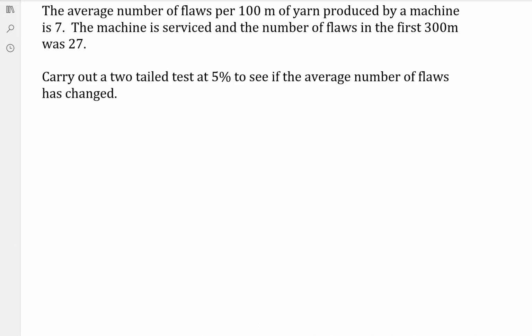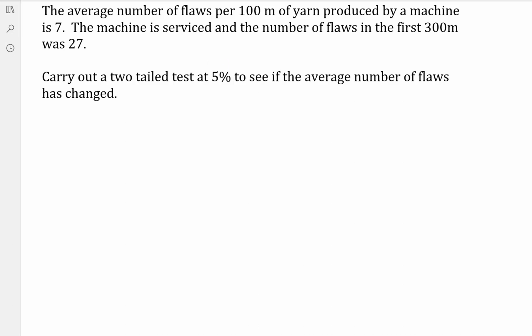The average number of flaws per 100 meters of yarn produced by a machine is 7. So in every 100 meters of yarn, there are on average 7 mistakes. This is like a pattern or something like that, so that's being printed onto some material. The machine is serviced, and the number of flaws in the first 300 meters is 27. We're expecting it to be at 21. So it looks like it has increased. Carry out a two-tailed test at 5% to see if the number of flaws has changed.